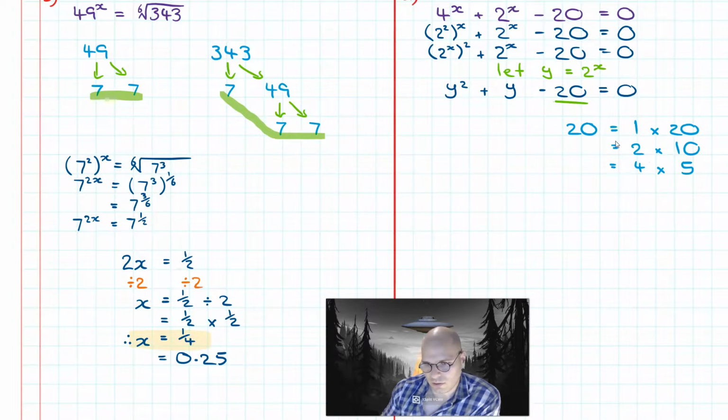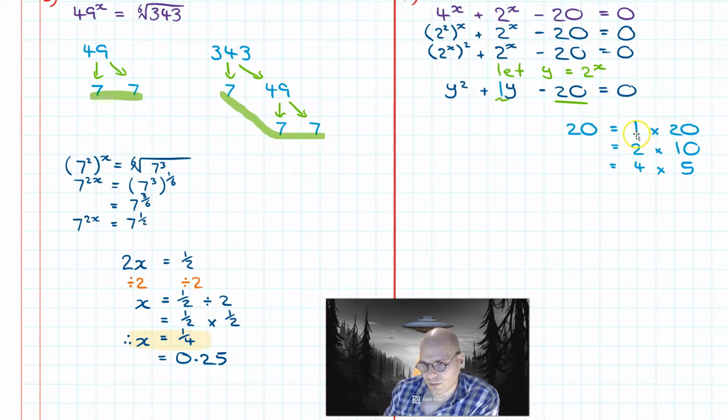Perfect. Alright, now our attention turns to the middle y here, or more importantly, the coefficient in front of y, which is an implied 1. So it's 1y. Now the question at hand is, what two factors here are going to add together to give 1? Keeping in mind that we're dealing with a negative 20. So one of these factors is going to be a negative.